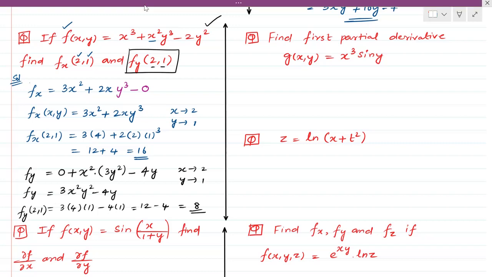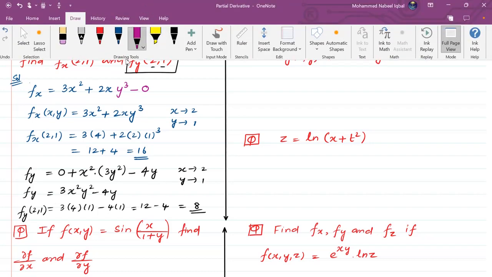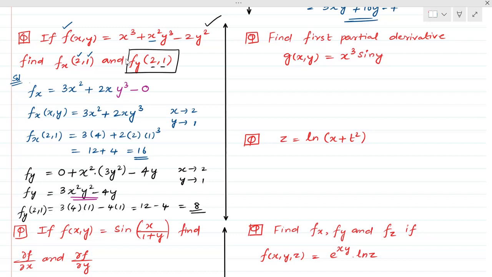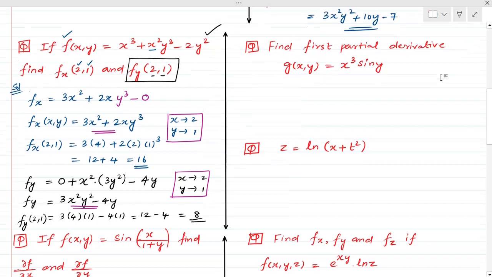So if the value is not given up to the fx, you can stop here. The derivative is over. Now if the question is asking at the point, you have to substitute the point, replace x and y, and you will get the value here. Now we will solve more problems.